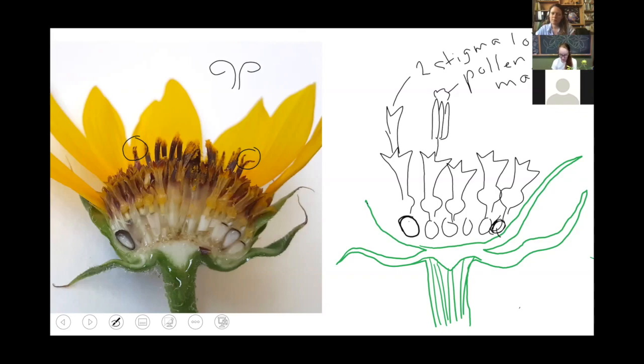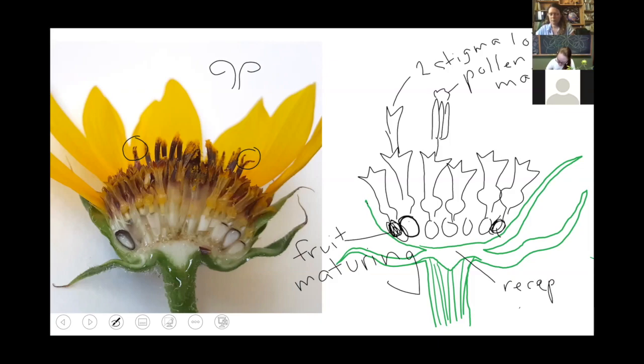And then on the older flowers that have been fertilized and the fruits are developing, those structures have fallen away. I'll do another one over here. I'll label the receptacle. And we can also put any of these words in the chat if you can't read my finger handwriting.